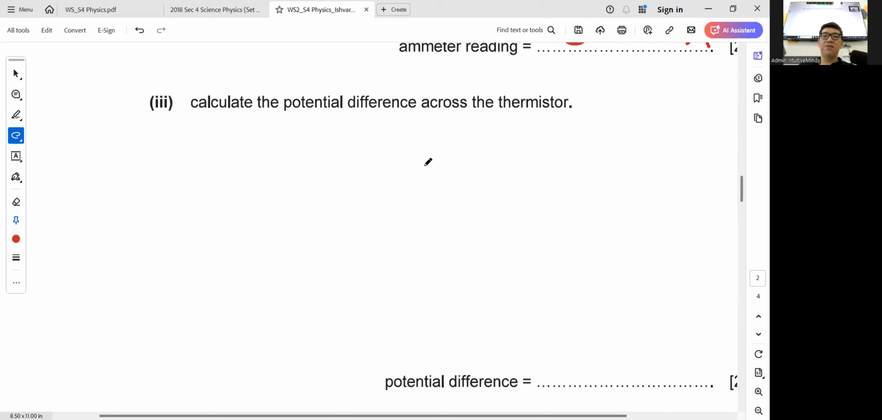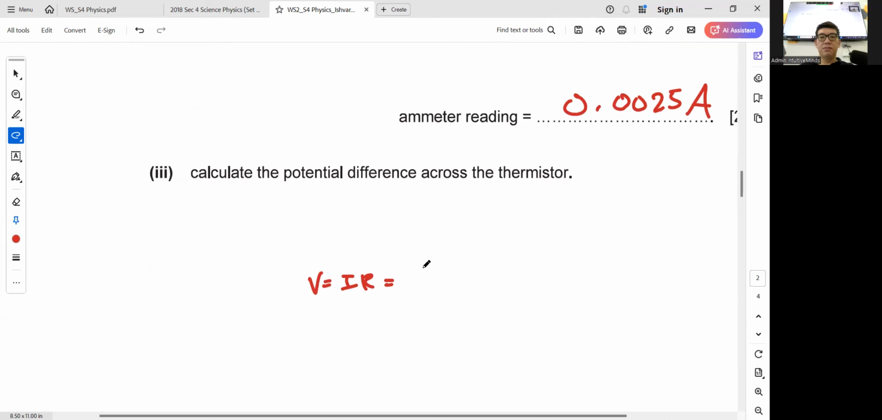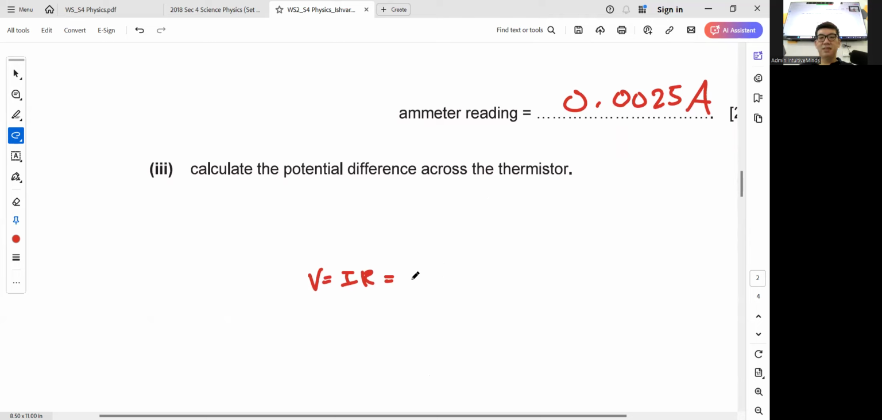Potential difference of the thermistor. How do you do that? So you could find, yep. What's the I? And what's the R? I would say 1,200 or 2,000. Well, it depends. Potential difference across the what? Yeah.